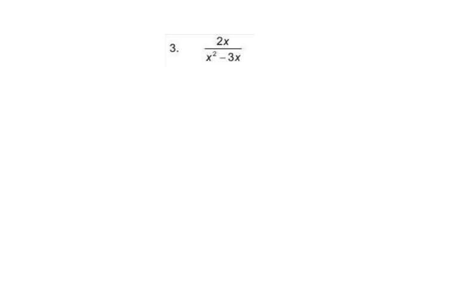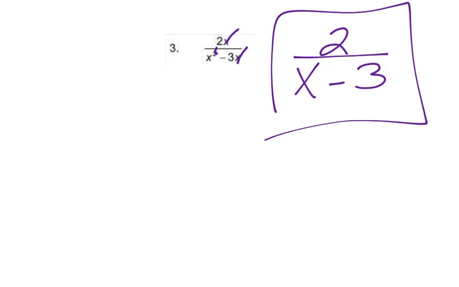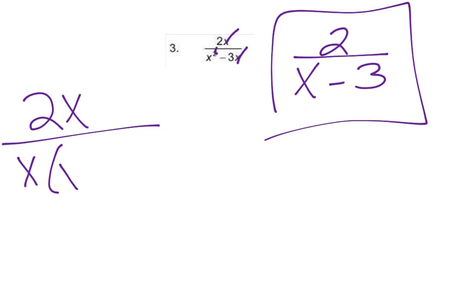Each of these terms has an x, so you can take one x away from each. So when I take the x away from the 2x, I have 2. X squared becomes x. Bring over your minus. Take it away from the 3x, and you have 3. This canceled with this and with just the squared. This is your answer. You could have also done 2x over, pull out an x, and it leaves you x minus 3. And those x's cancel, and it leaves you 2 over x minus 3. Same thing, just a different way of getting there.